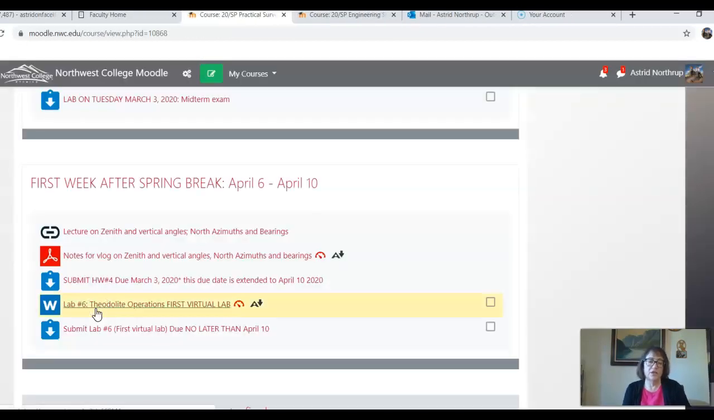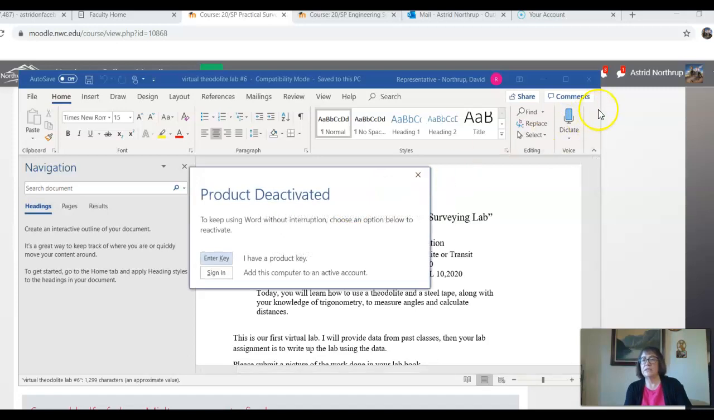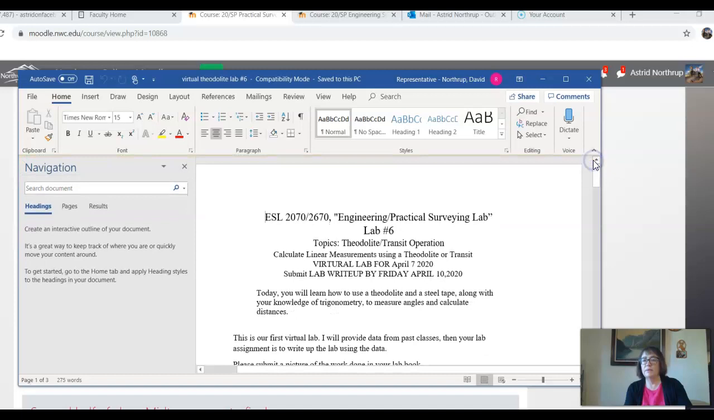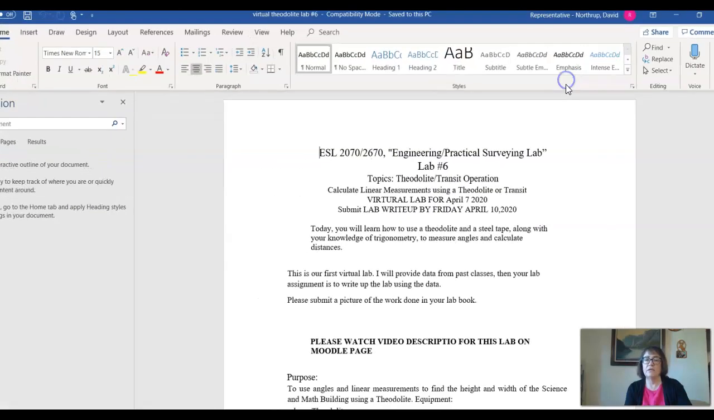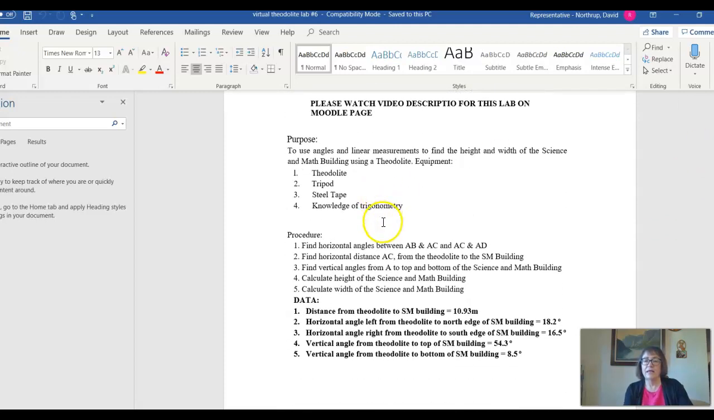Now, after you watch the video and you are able to take a look at the lab, what you'll see is there's some similarities and then there are also some differences. But basically, what I have done for both classes is I've asked you to watch the video on this lab, which is this one, the one that we're talking about right now, and then it tells you the specifics of having to use a theodolite, and I'm going to go over a picture with you in just a moment.